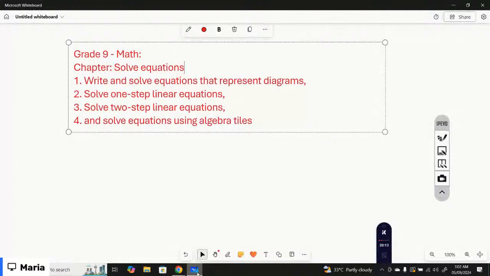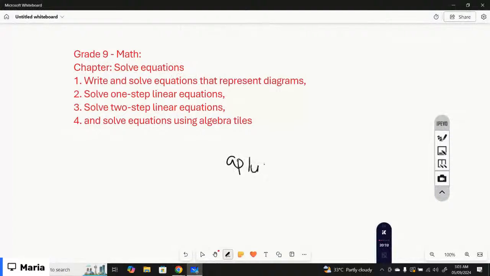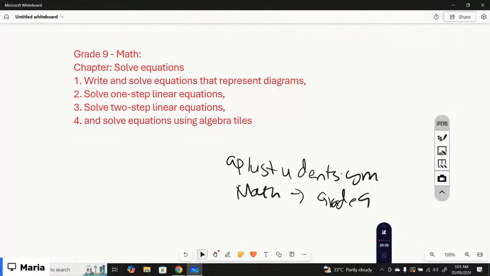We are here for grade 9 math. You can find all the lessons on aplusstudents.com. You have to log in there using your email address and password as provided by the administrator. Then you have to select math from the subject tab, scroll down to grade 9 and then click on view all lessons. There you can find a list of the chapters. We're going to start with the chapter solve equations.